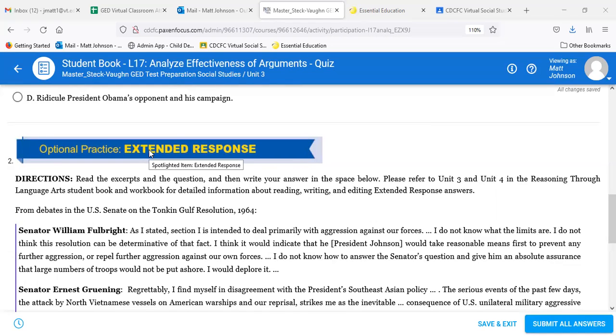He says, as I stated, Section 1 is intended to deal primarily with aggression against our forces. I do not know what the limits are. I do not think this resolution can be determinative of that fact. I think it would indicate that he, President Johnson, would take reasonable means first to prevent any further aggression or repel further aggression against our own forces. I do not know how to answer the senator's question and give him an absolute assurance that large numbers of troops would not be put ashore. I would deplore it.